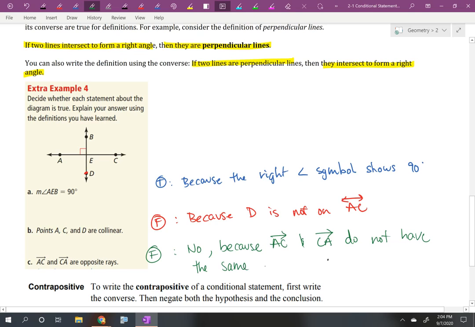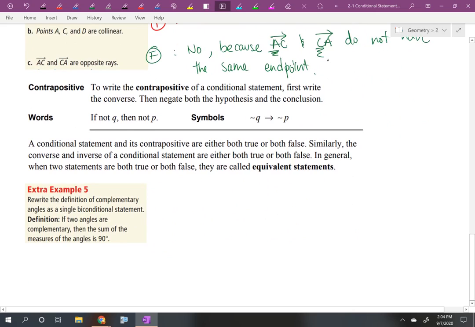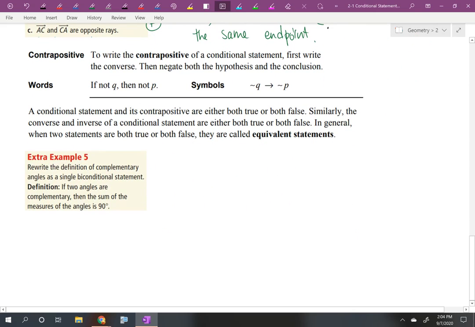And that's why definitions are so important in mathematics, right? This endpoint is A, this endpoint is C. That's not the same. It's obvious and we all see it, but by definition, that's a lie. There's the contrapositive, which we already talked about. And then last but not least, rewrite this as a biconditional statement.